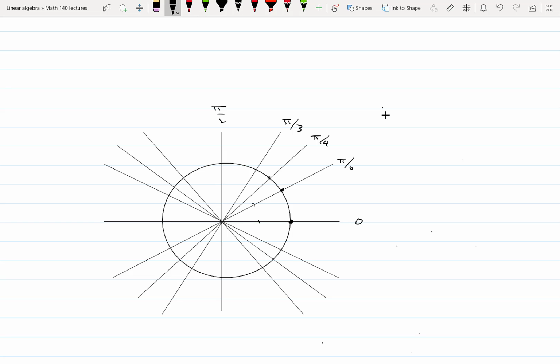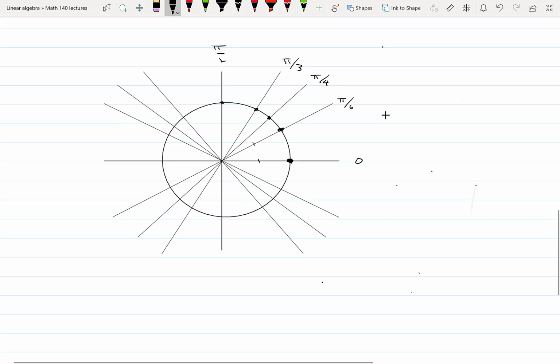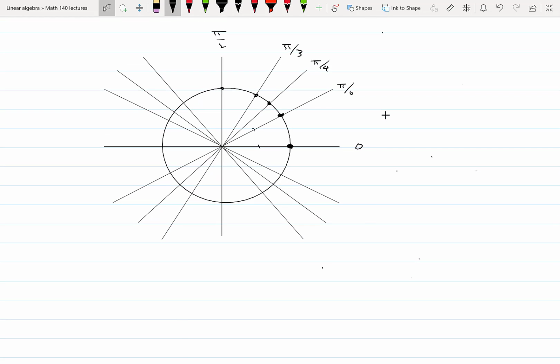When theta equals 0, r equals 2. When theta equals pi over 6, r equals 2. Pi over 3, r equals 2. Pi over 2, r equals 2. You get a circle of radius 2. So in the polar plane, r equals a constant gives you circles centered at the origin.